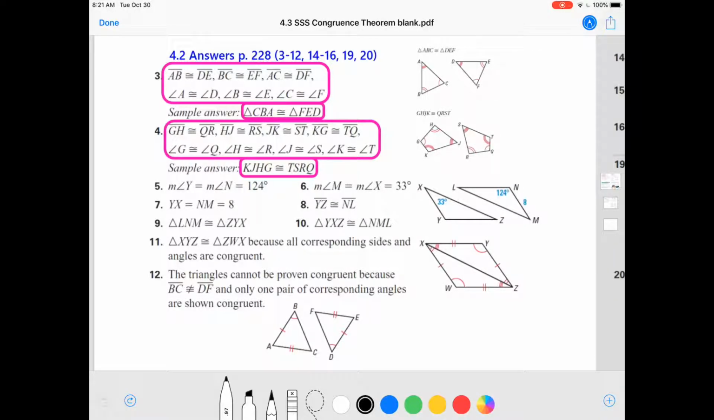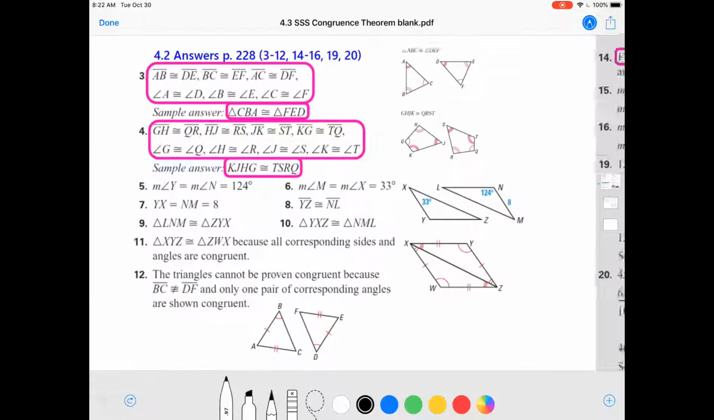All right, let's check those answers. Give yourself a completion score out of 10, 4.2, page 228. If you need more time, you can go ahead and pause.